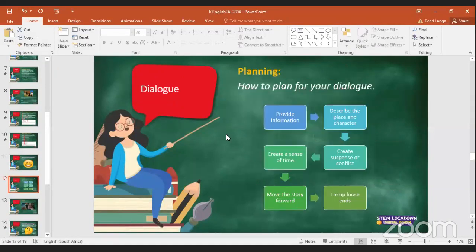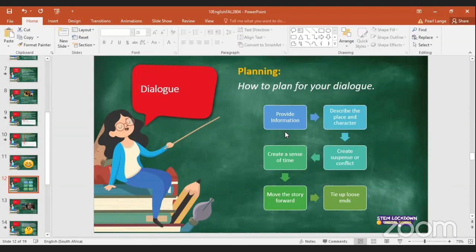Let's quickly recap. It says you must provide information. So give me the characters. Who are your characters in your dialogue or your interview? Describe the place and character. Where are they? What are they doing? Create suspense or conflict. What is happening between these two or more characters?